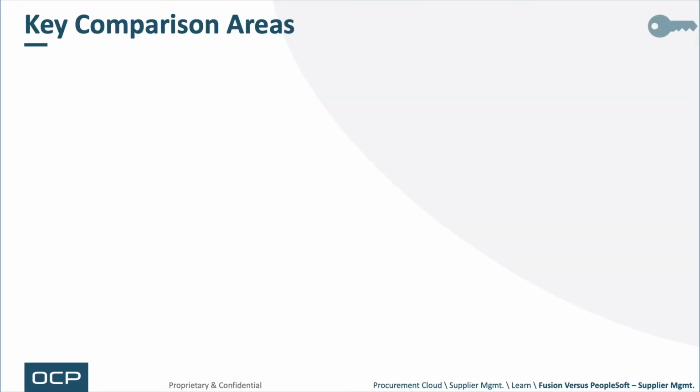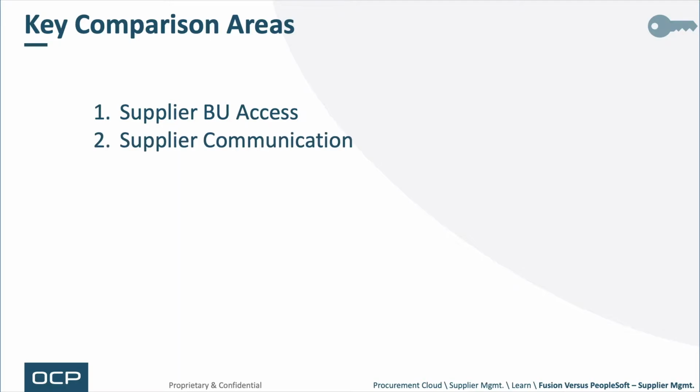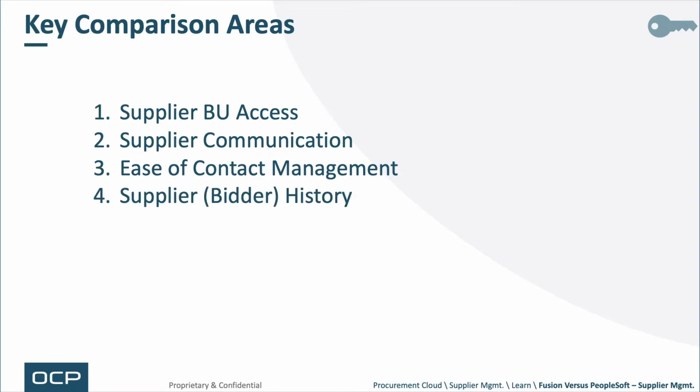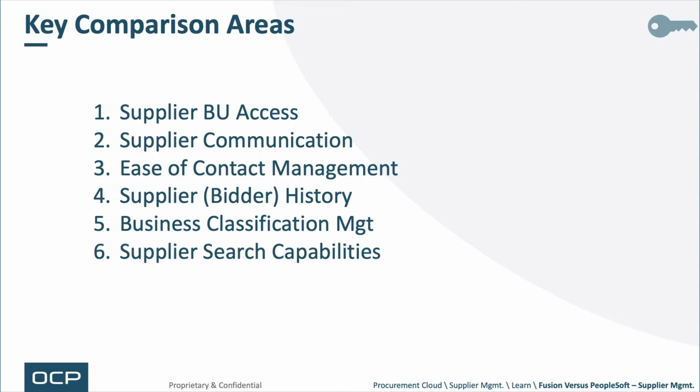Okay, so key comparison areas will be as follows. First, supplier business unit access. Next, supplier communication. Third, the ease of contact or supplier contact management. Fourth, supplier bidder history. Next, business classification management. And then lastly, supplier search capabilities. Okay, so let's jump in.